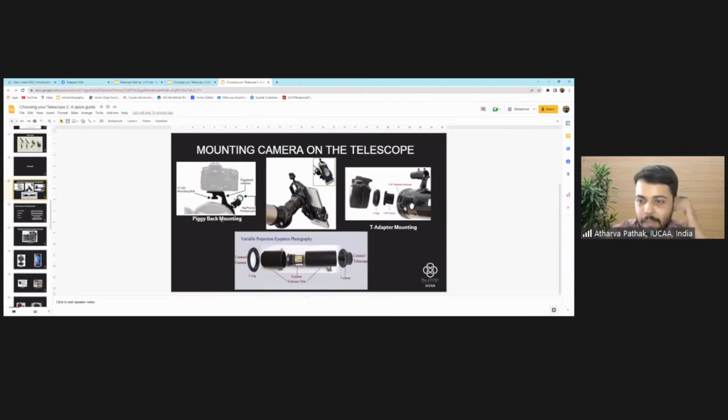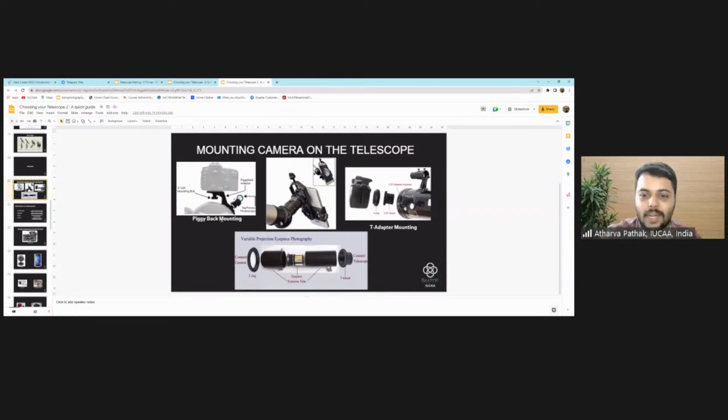Then there is a third image which shows you the T adapter mounting. So I'm going to show it to you right now. And after seeing the two types of mountings, we are going to conclude this session. The T adapter mounting is simply you remove the lens of the DSLR camera, and in place of the lens, you attach a T-ring adapter. That T adapter then allows you to insert the camera in place of the eyepiece. So your camera as a whole will act like an eyepiece, and you will be able to image whatever is seen through the telescope. So we will also try to see that.